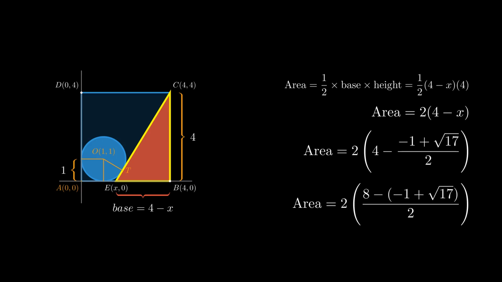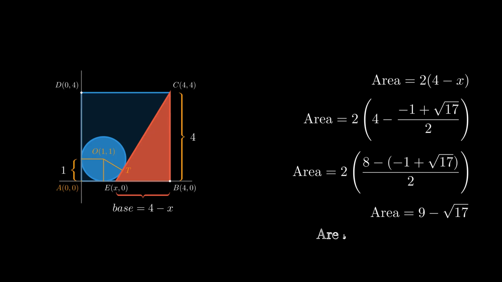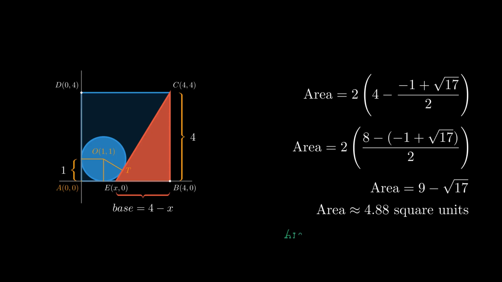We arrive at our final answer. The area of the triangle is 9 minus the square root of 17. This is approximately 4.88 square units. So, the shaded triangle's area works out to be exactly 9 minus root 17, which is about 4.88 square units.